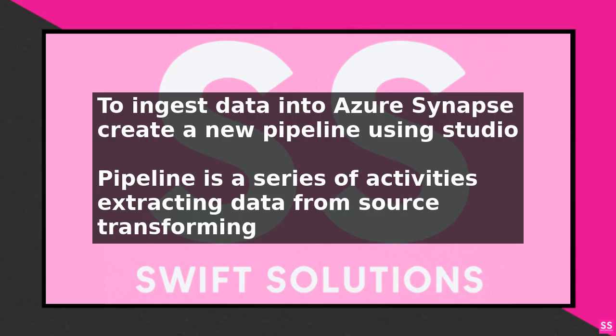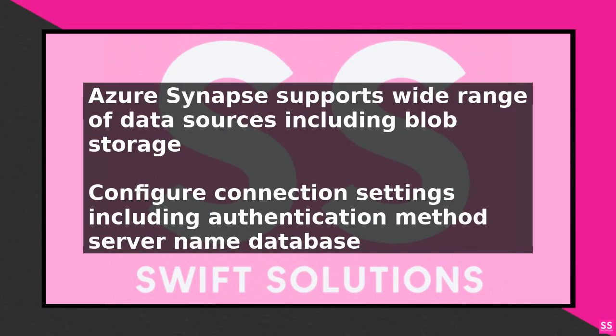This includes specifying the authentication method, server name, and database name. You also need to specify the data format, such as CSV, JSON, or Parquet. After configuring the connection settings, you need to specify the data ingestion method. Azure Synapse supports two data ingestion methods: bulk loading and streaming. Bulk loading is used to ingest large amounts of data in batches, while streaming is used to ingest real-time data.